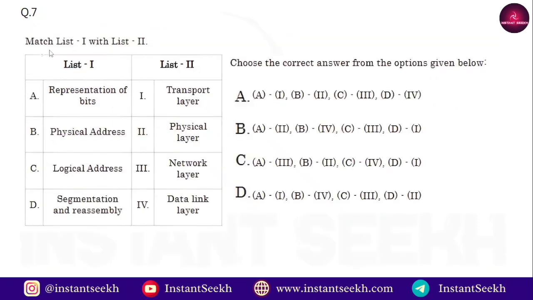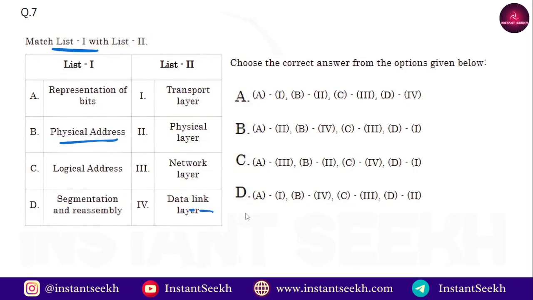We have to match the list with list number 2. So we have representation of bit, physical address, logical address, segmentation and reassembly, and we have given the layers. Let's see one by one. You should be able to identify any two of them. Physical address refers to what? Data link layer. Always, physical address refers to what?